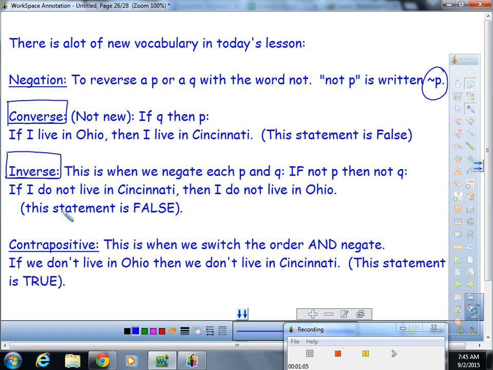Okay? And then the contrapositive is kind of like the inverse meets the converse. You reverse the order and you negate the terms. So, if I do not live in Ohio, then I do not live in Cincinnati. Is that true? Yes, it is true. Okay? So far, so good?